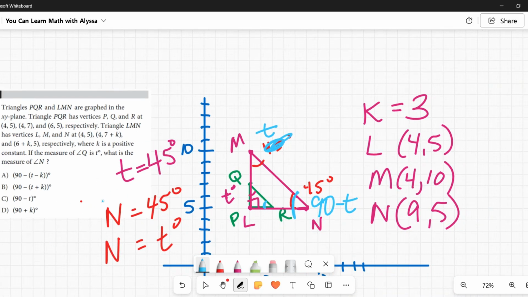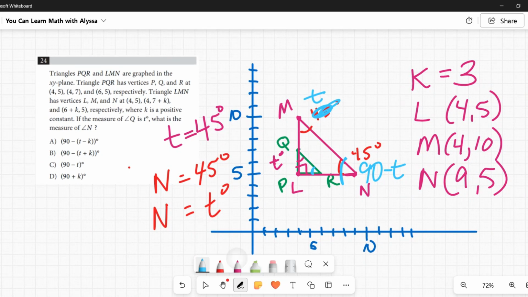And that is what it is. It is 90 minus t, which is C, my answer. And that's the sort of perspective that could get this problem right, no matter what the other answers are. In this particular case, however, C is the only viable answer because T is the one related to degrees.